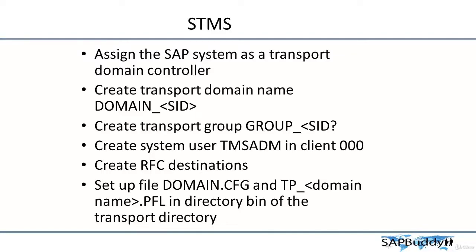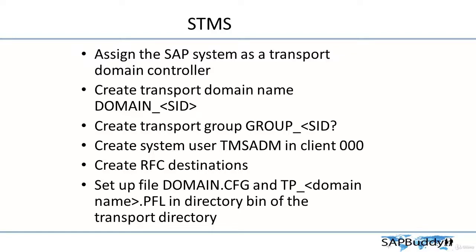These are quite important things. So you start STMS in client 000, then it will create the user TMS_ADM in client 000. In any case, we should not manipulate this user. It will also create the RFC destination which is required for TMS by its own. We will see how it's done in our system at a later stage.